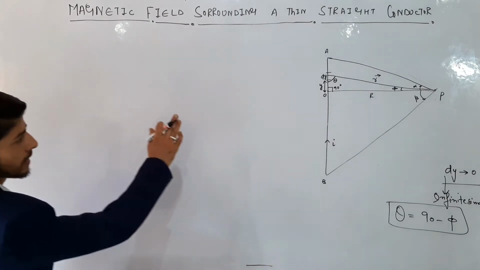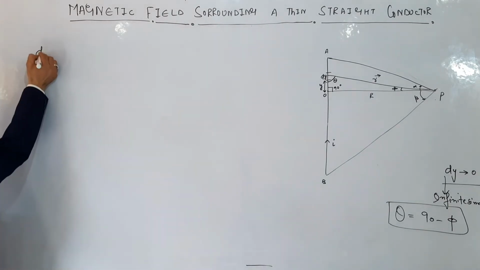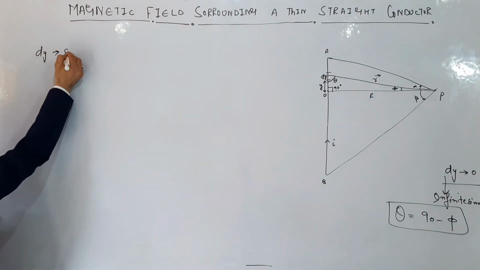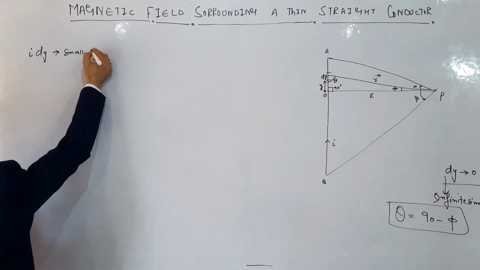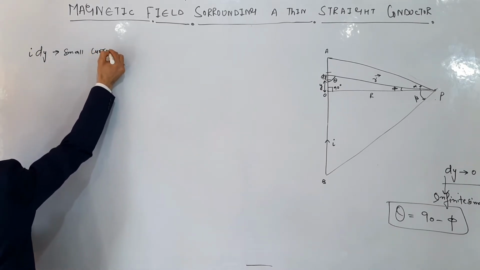We know that this dy is a small current element. If you write I dy, it will be the small current element.